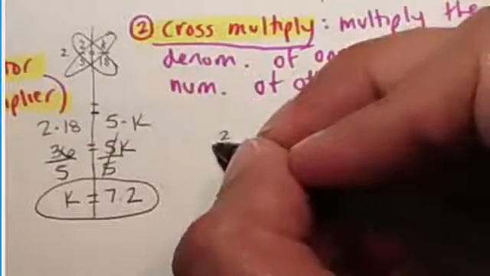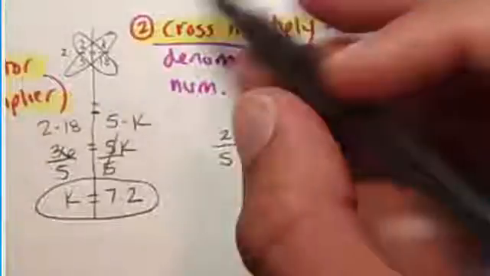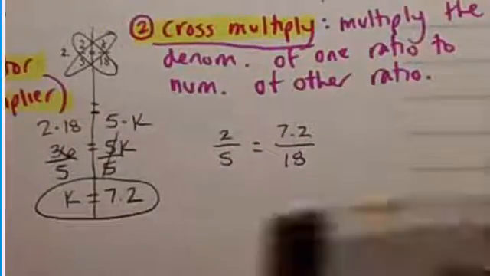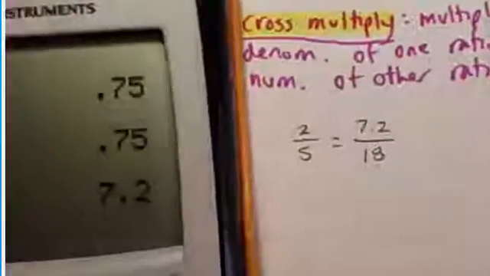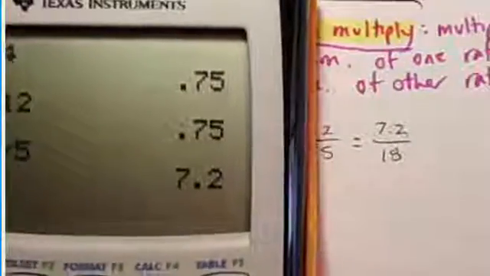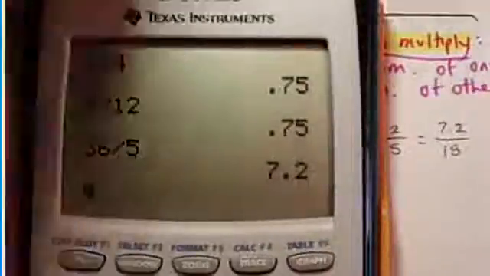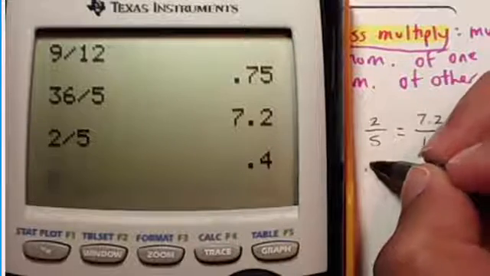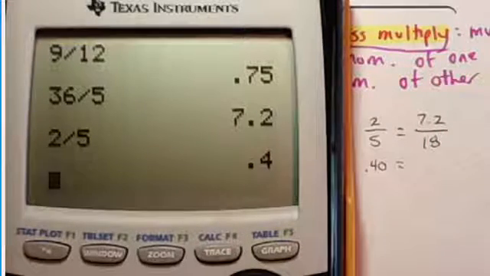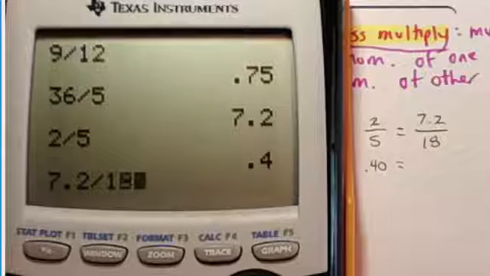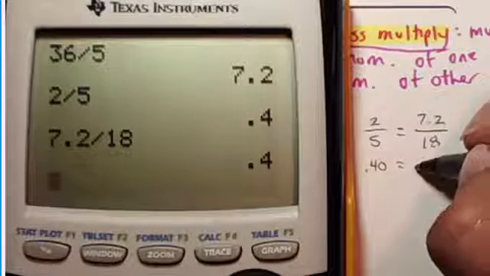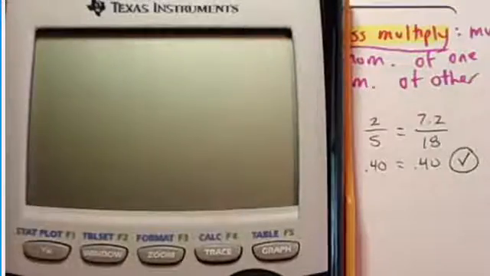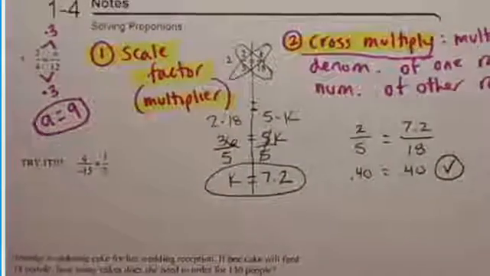Now if I check that, 2/5 is equal to what we found, k to be 7.2, over 18. Okay, let's check our calculator. So if I have 2/5, 2/5 is 0.40. We want to make sure 7.2 over 18 is the same, which is 0.40. So I know I did that correctly if both my ratios are equal. So there's two ways of solving this.